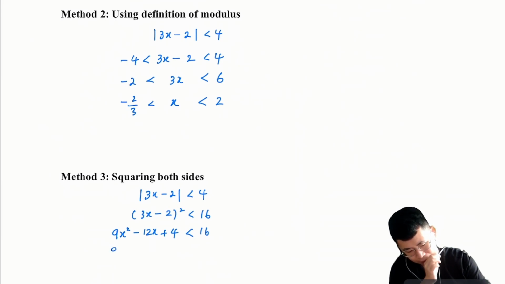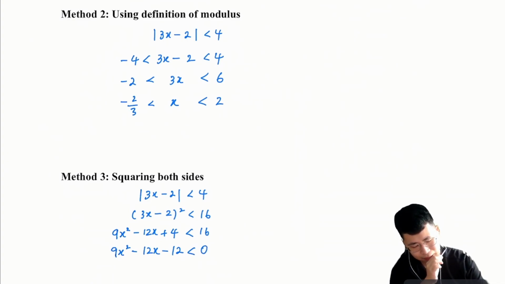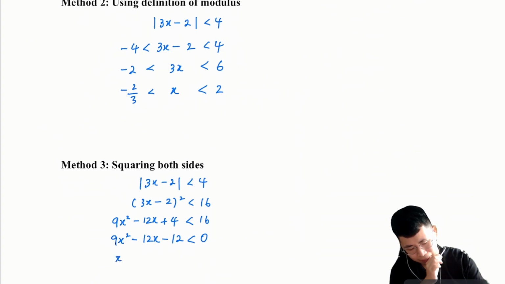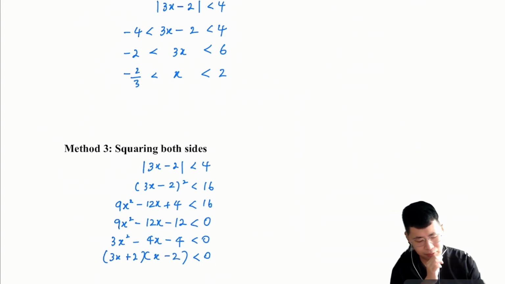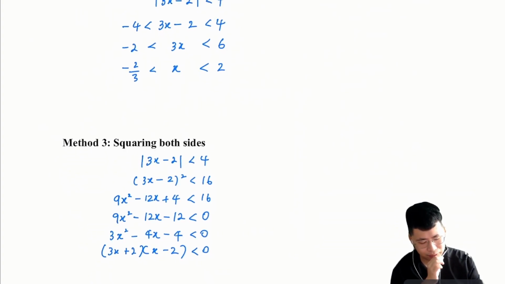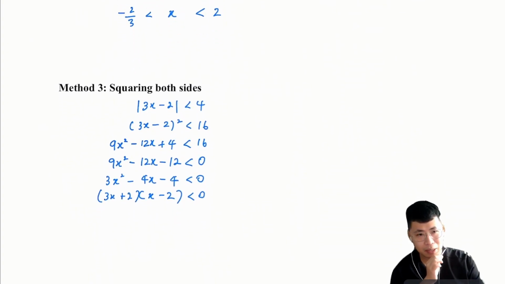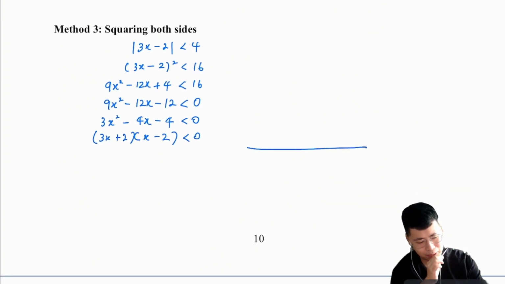Right? And after expanding, we will get something like this. Okay, so at this point, we can divide by 3. And we will attempt to do factorization. And because of this, you can make use of what you've done in the previous part. So I'm going to show you the number line method for this.